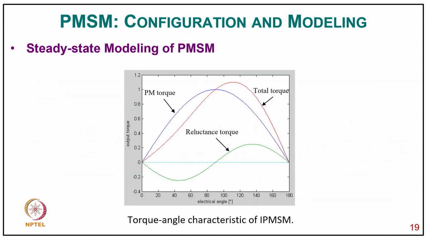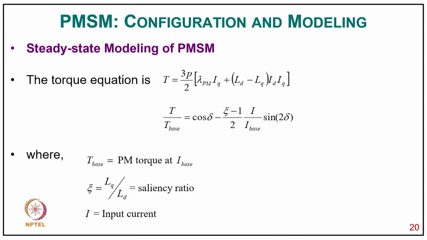You can clearly see the torque angle versus power characteristic in IPSM. So you have reluctance torque, you have PM torque, and then you have the addition of the two with the red color line. So now the torque equation is T equal to 3P by 2 in bracket lambda PM IQ plus LD minus LQ into ID IQ.